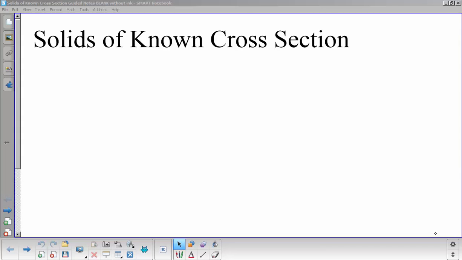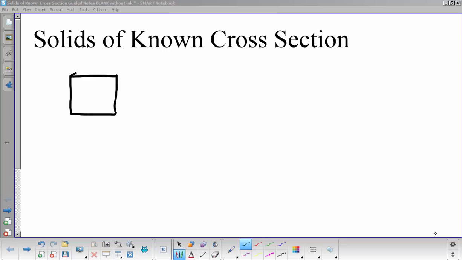Alright, so we're going to talk about solids of known cross-section, which is very different than volumes of revolution. We're not revolving anything. What we're doing is creating volumes of solids that are on an area, and they have slices that have a known cross-section. So the first cross-section we're going to talk about is a square.